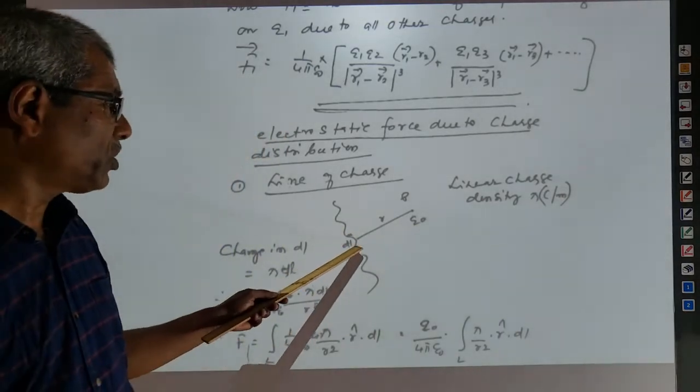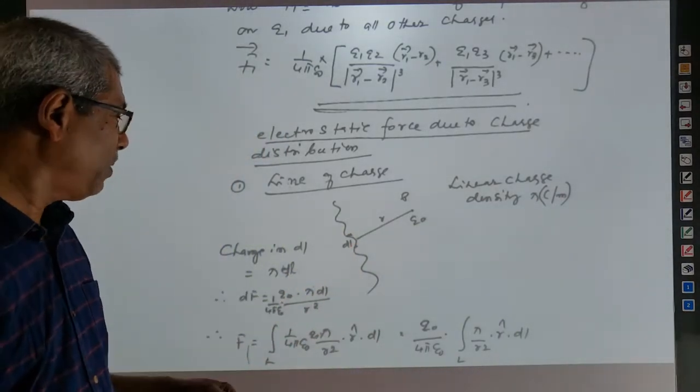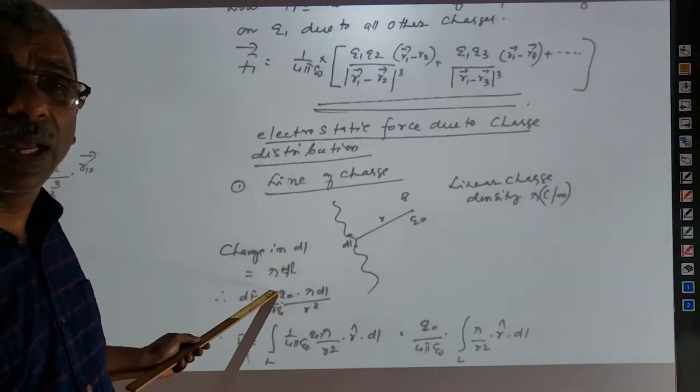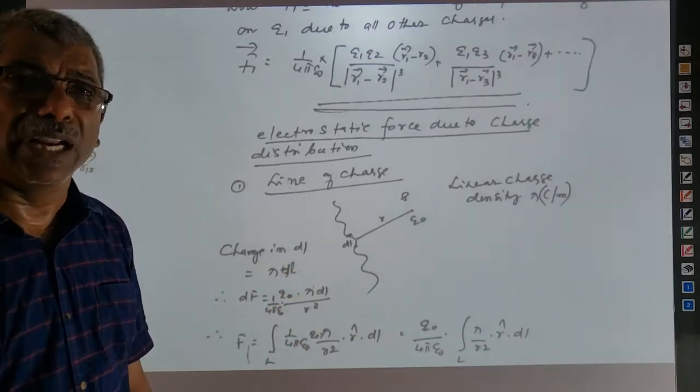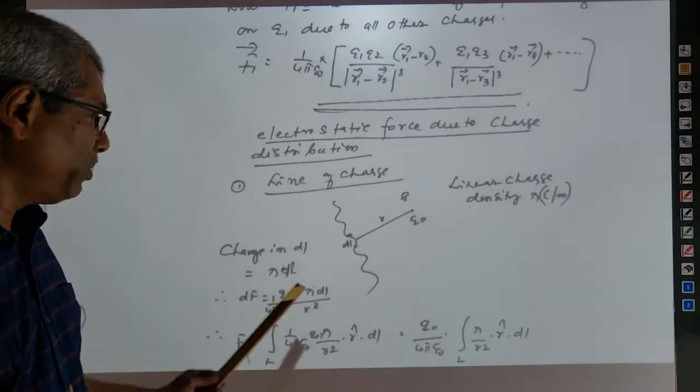A small section is taken of length dl. The charge in dl is equal to lambda into dl. Why? Because in unit length the charge is lambda, hence for dl length it is lambda into dl.